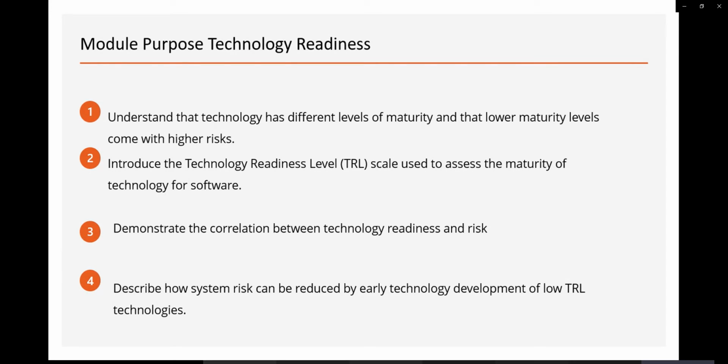So next is the technology readiness scale, used to assess the maturity of technology for software. As I covered in the first point, it is the maturity of technology for software. Like for smaller projects, we have seen the games, we have seen the smaller applications where a high technology level is not required. Consider 1 to 10, 1 being the least and 10 being the highest. So as I said, there are levels.